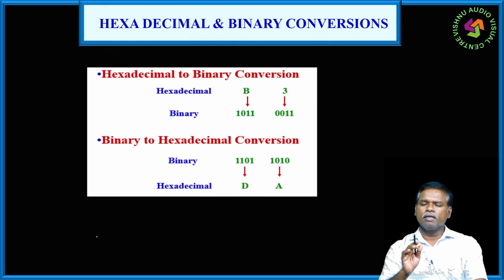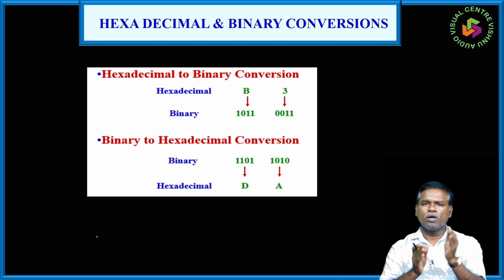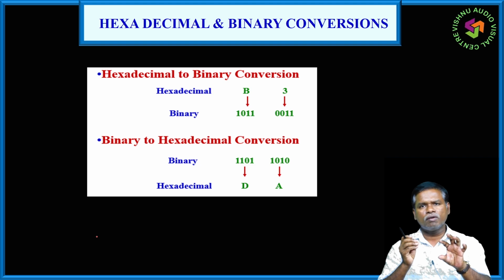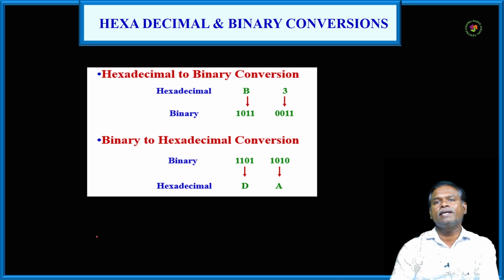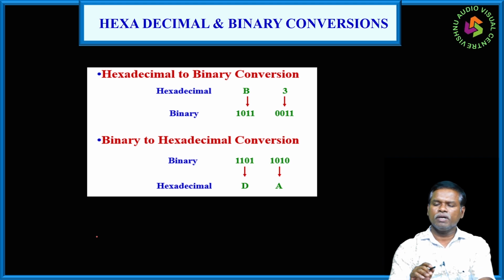Now let us see the hexadecimal and binary conversion: how to convert a hexadecimal number to binary, and how to convert a binary number to hexadecimal. As an example, take the hexadecimal number B3. B comes after A in the hexadecimal number system, so B is equivalent to decimal 11. And 3, of course, is the same in decimal or hexadecimal.